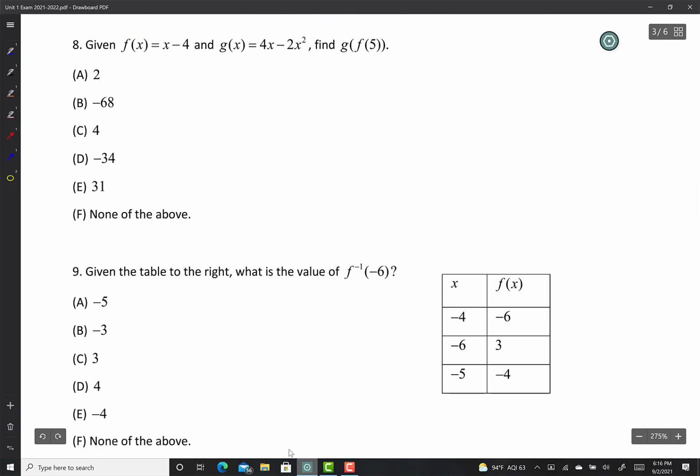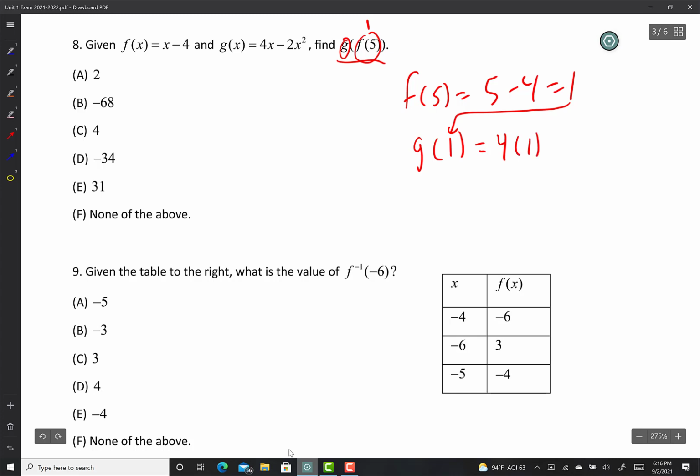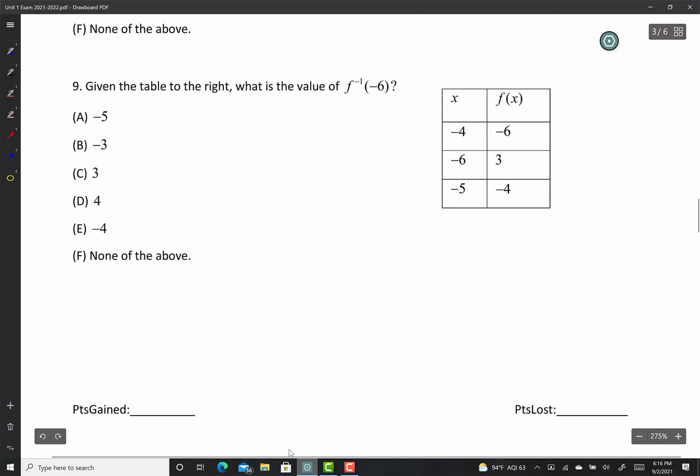This is a composite function, guys. Solve for f of 5 first. I think by now most of you guys are getting pretty good at this. 5 minus 4, that's just a 1. And then just go g of 1, because that's what that is, right? F of 5 is 1, and you have the g on the outside there. So g of 1 is 4 times 1 minus 2 times 1 squared. So 4 minus 2, 2. Awesome. All right, guys, the next one.